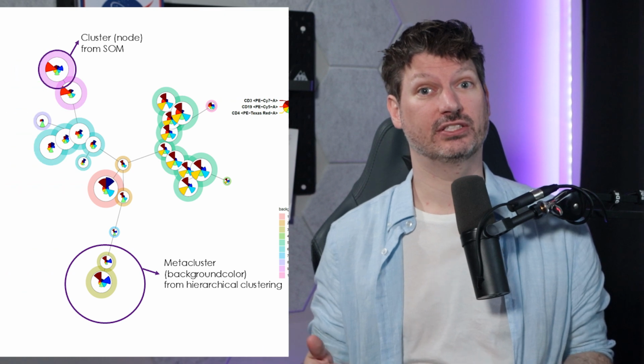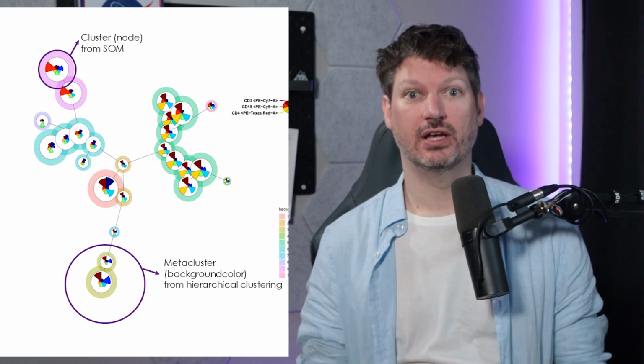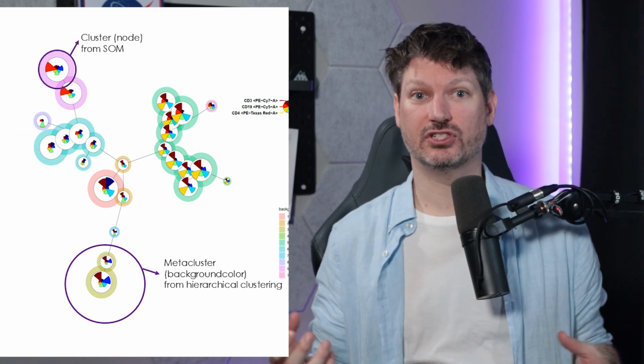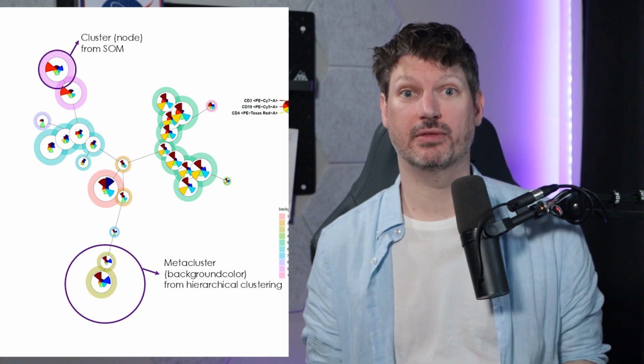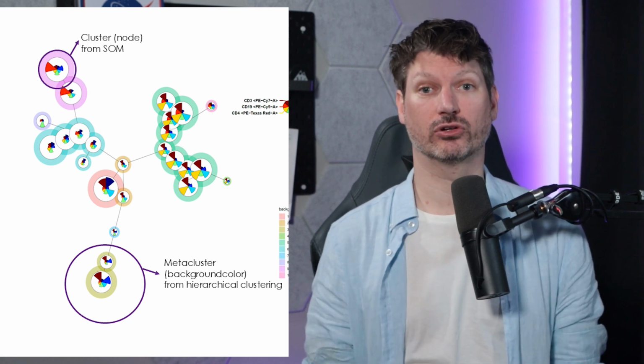Step four, metaclustering. Finally, FlowSOM performs a metaclustering step. While the SOM itself creates many small clusters in the nodes, the metaclustering groups these nodes into a smaller, more manageable number of larger clusters, which often correspond to the major cell types you're looking for, by hierarchical clustering.